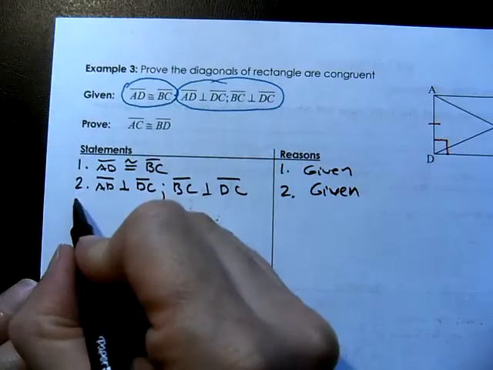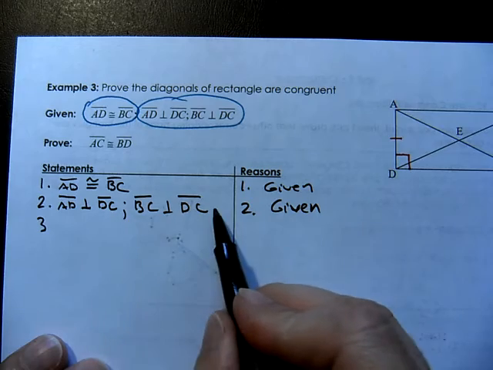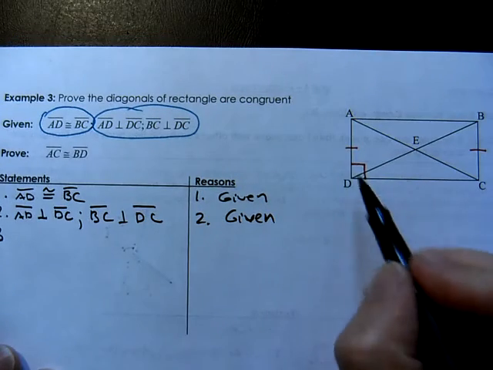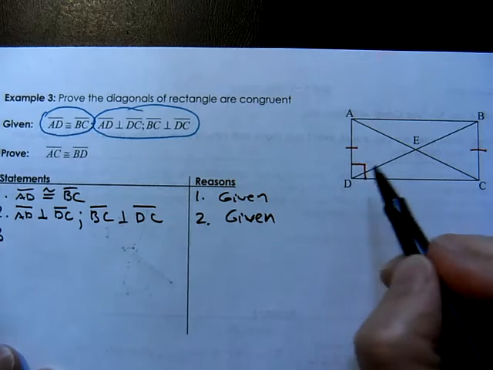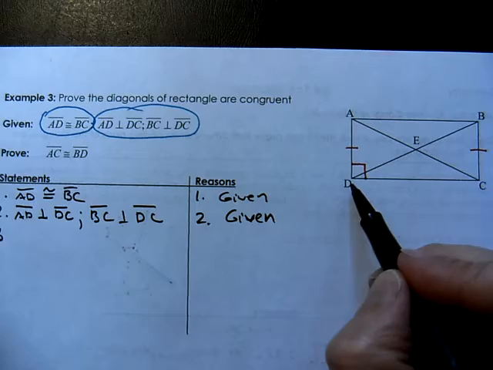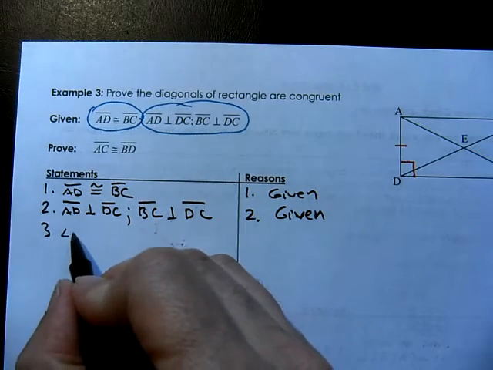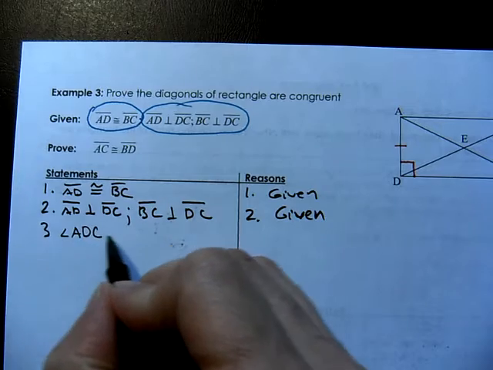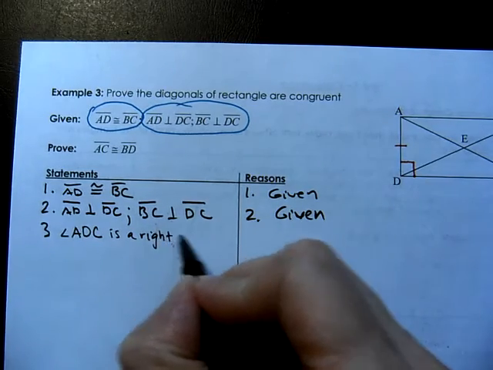So on line 3, even though we're starting off with the perpendicular lines, the way we mark the diagram is with the right angle, because that's what the perpendicular lines form. So we need to identify this by name. What angle is this? Not angle D, it's angle ADC, because you need a 3-letter combination. So angle ADC is a right angle.